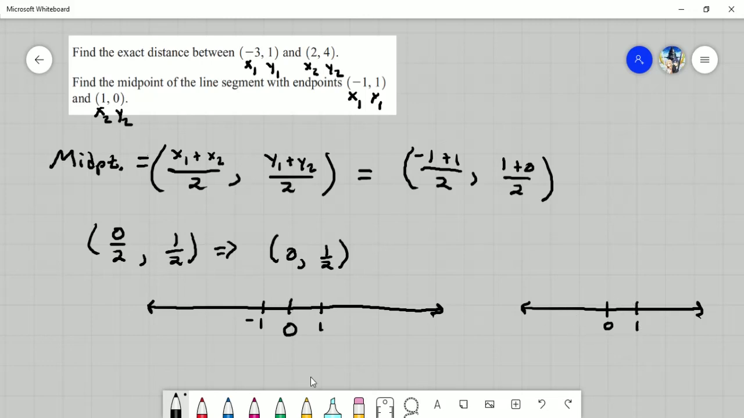So the midpoint between 0 and 1 is exactly halfway between the 0 and the 1. And that's the 1/2. And that is exactly the point, or ordered pair, that we came up with for the midpoint of these two endpoints, (0, 1/2). So that is correct.